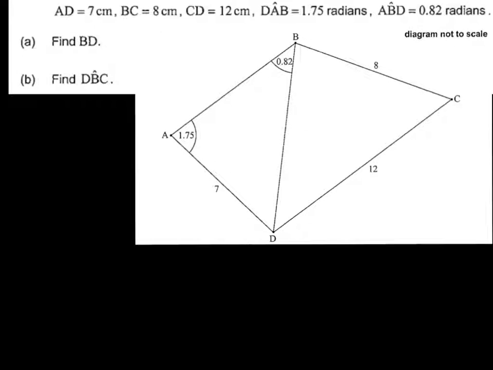Question 2 is on trigonometry, and the key thing to recognize here is that we are dealing with radians. So you need to make sure that your calculator is set up with the angles in radians. So we've got this quadrilateral here. We're told AD equals 7, BC equals 8, and we've got these two angles here.